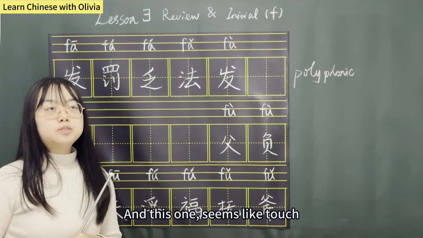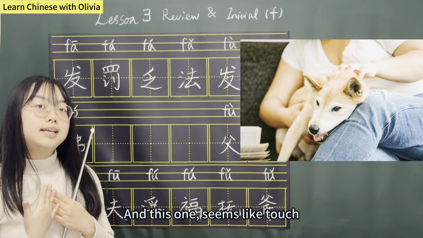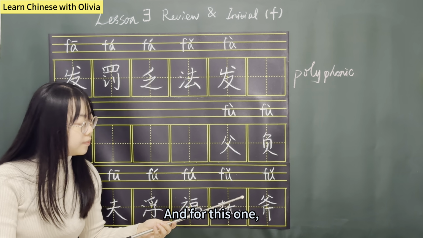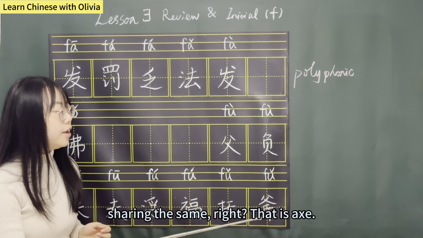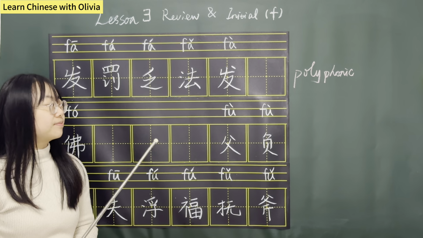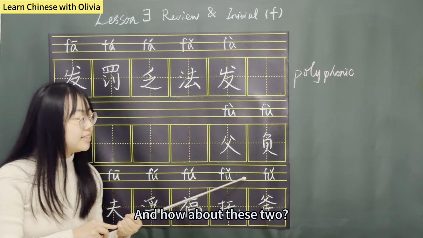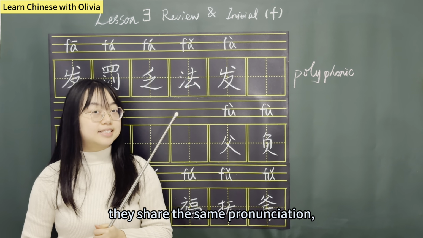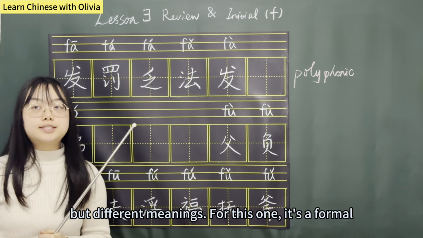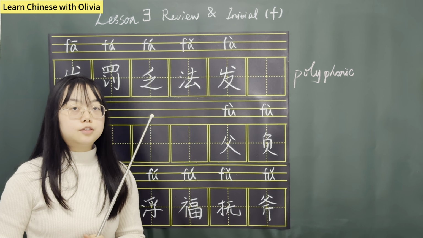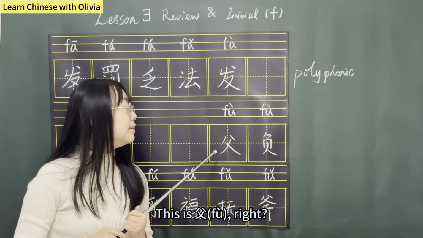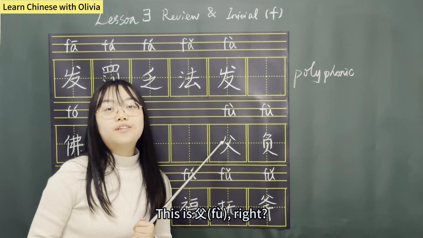And this one, 福. It seems like touch. Yeah, touch. 抚. 抚摸. And for this one, yeah, share the same, right? 抚. And yeah, how about these two? They share the same pronunciation but different meanings. For this one, it's a formal naming of father. Yeah, this is 父, right?